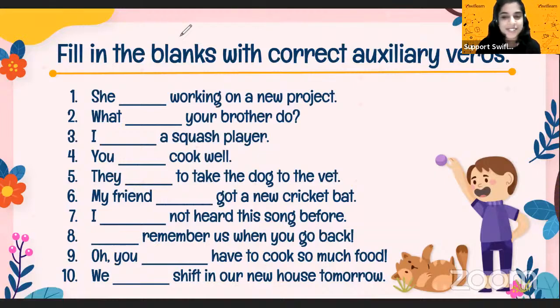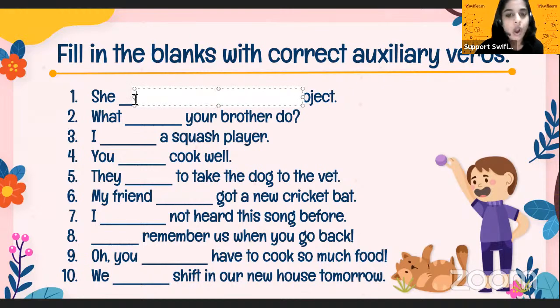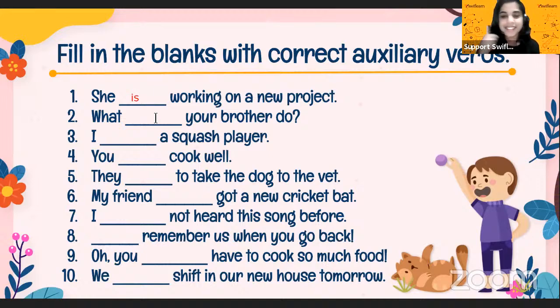Manya is the first one to give the answer, and that is absolutely correct. She is working on a new project. Very good, Manya. Second one: what dash your brother do? Here you have to select the correct auxiliary verb. I am giving you two options: what does your brother do, or what do your brother do? Tell me what will come here. Who will write the answer?